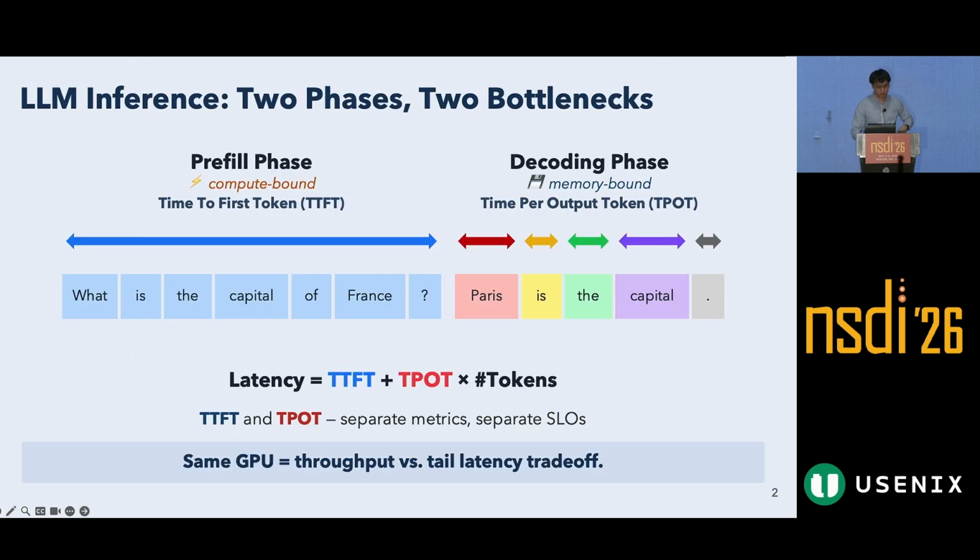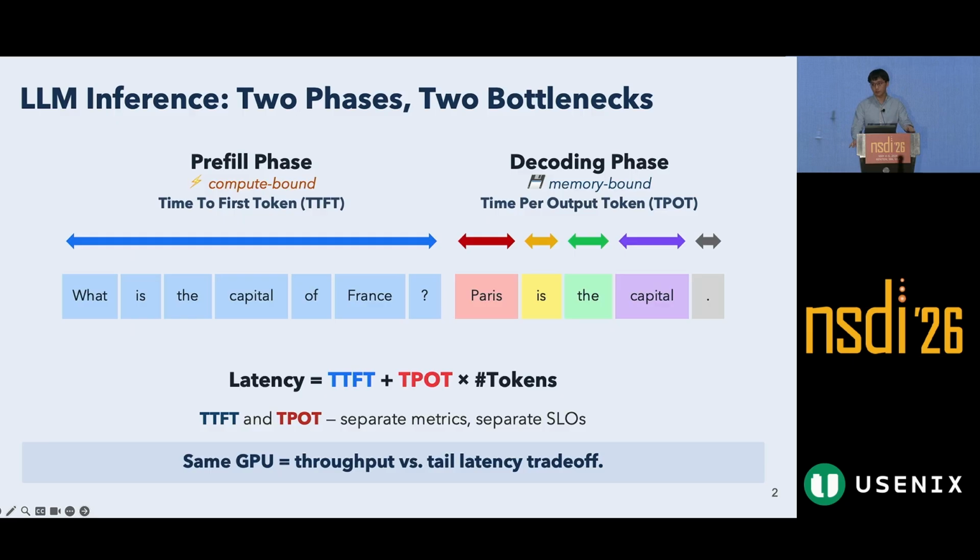Let me do a quick refresher on LLM inference. Every LLM request goes through two phases. One is the prefill phase. It consumes the entire prompt in one forward pass, and we measure its responsiveness as TTFT. Prefill is also a compute-bound workload. It's very easy to saturate the GPU tensor units. Then comes the decode phase.